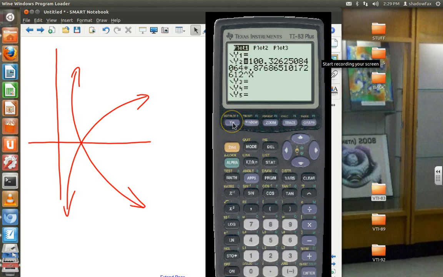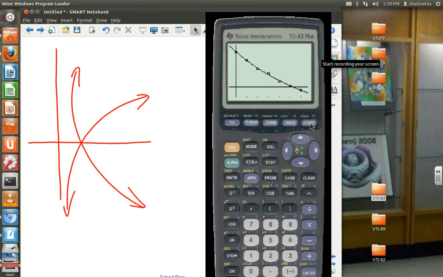Okay, y equals, what do they want? 50. Well, how about I make that y1? And then you're doing super trace, right? Okay. Super trace, second trace, intersect, and 1. 2, since there's only 2 curves. 3, there's only 1 point of intersection, you don't have to guess. And it's about 5.2.